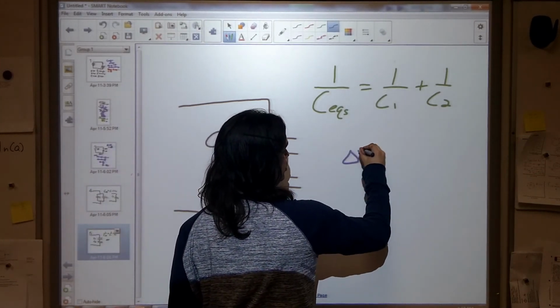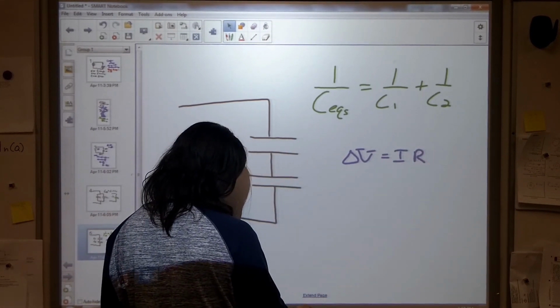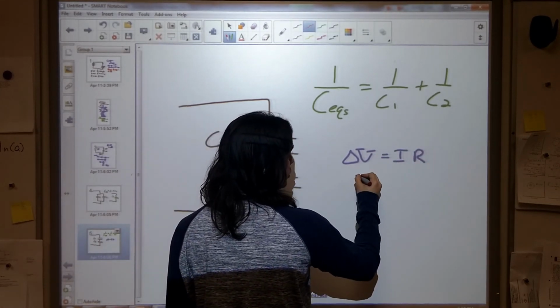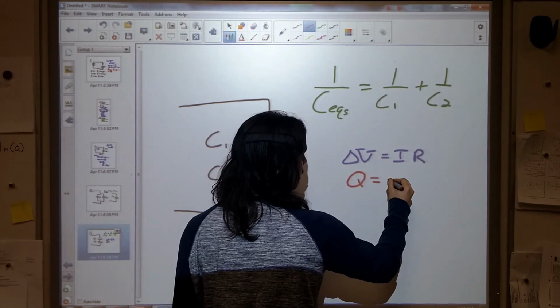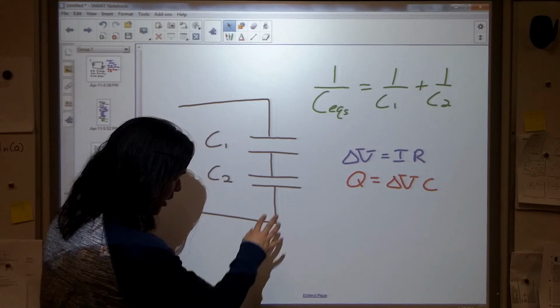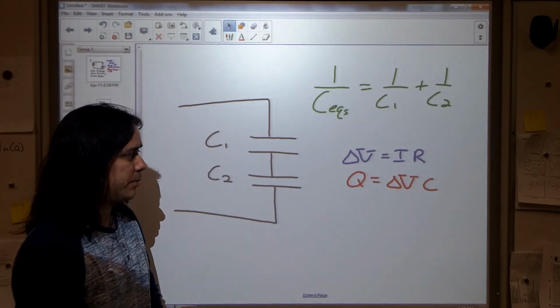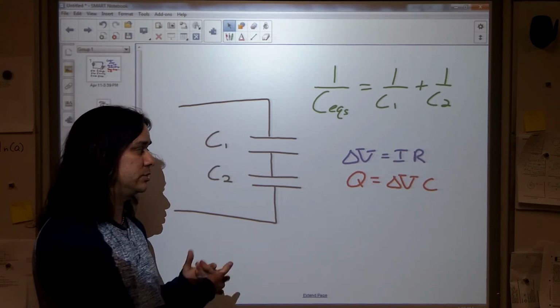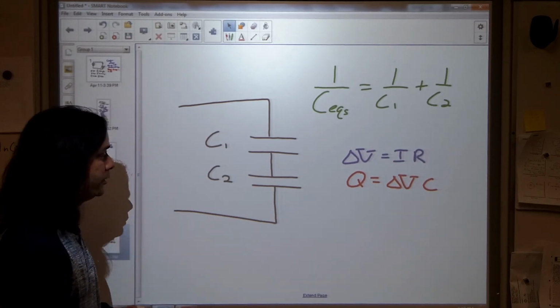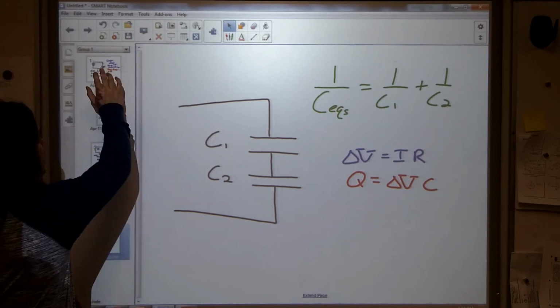For resistors, you would use Ohm's law, delta V equals IR, and for the capacitors, you would use the one that we introduced earlier here, Q equals delta V times C, or some other amalgam of that. In fact, this is not how they show up on the modern AP equation sheet, but these are the ones that I'm most familiar with and use primarily in class. Here's a brief rundown of capacitors.